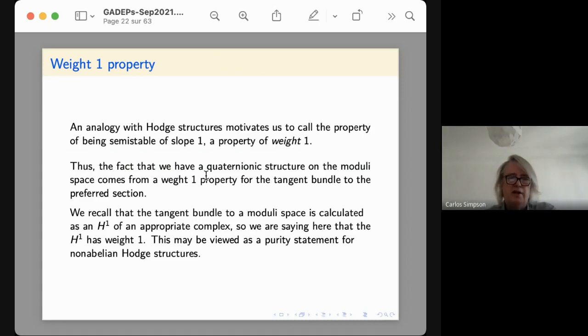So let's recall why this seems natural. Well, because the tangent bundle to the moduli space is the H1 of something or other, and we're basically saying that H1 has weight 1, which is natural in Hodge theory. So it's a statement about purity.